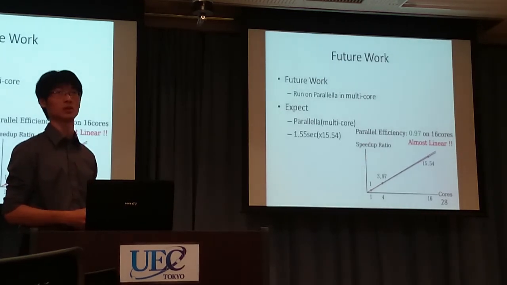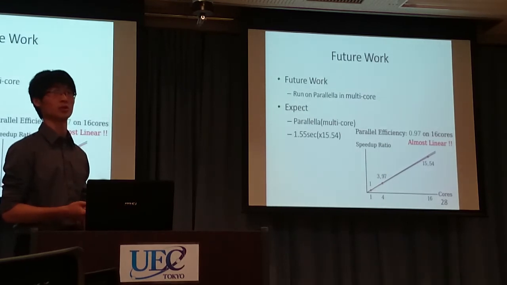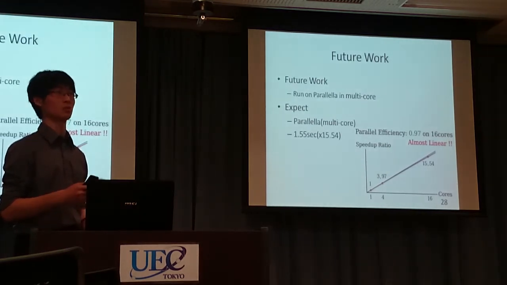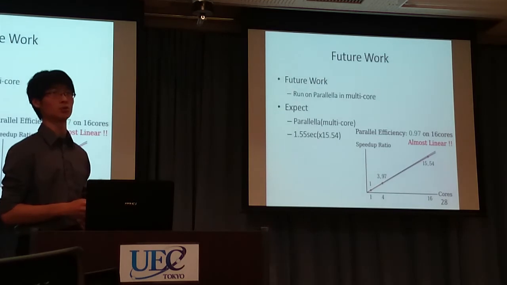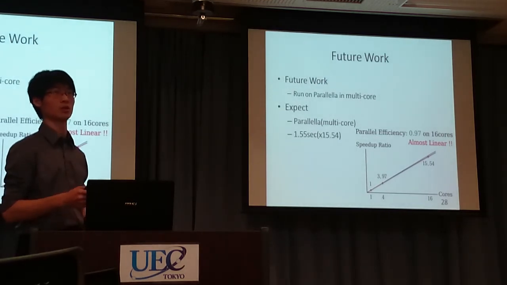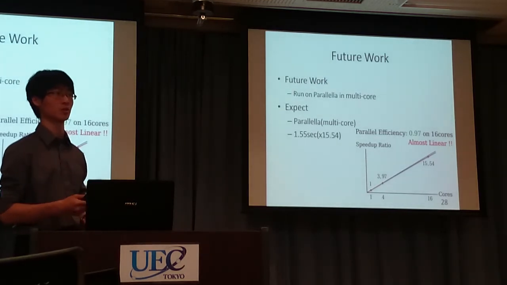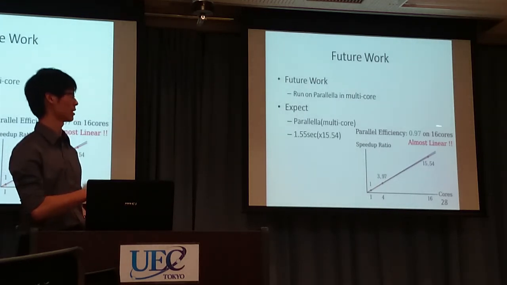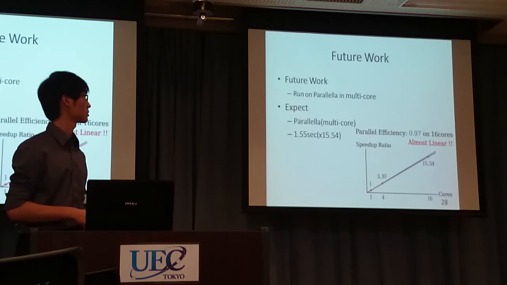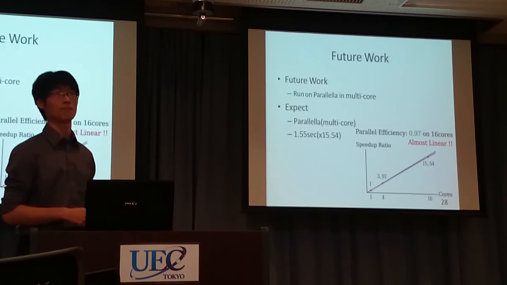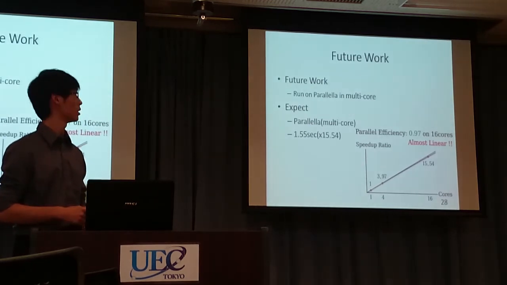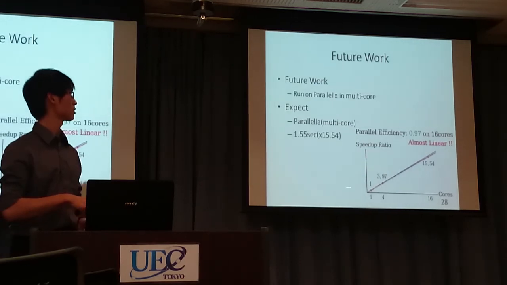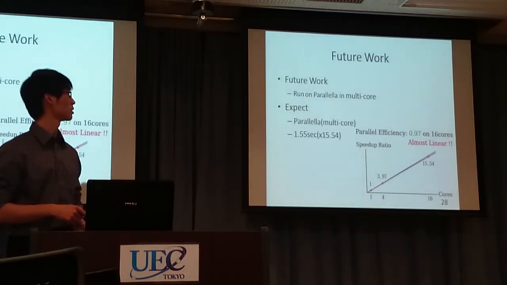This is very significant, because in a cluster or on a GPU, if you don't set the right program structure, or the CPU structure is not good, or your memory setting is not good, you cannot get this result. So I expect that using the parallel board in multi-core will get almost 16 times faster.